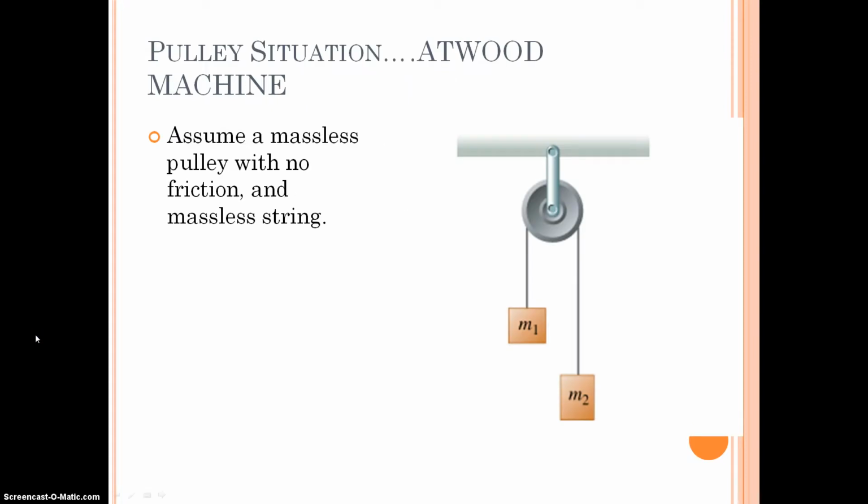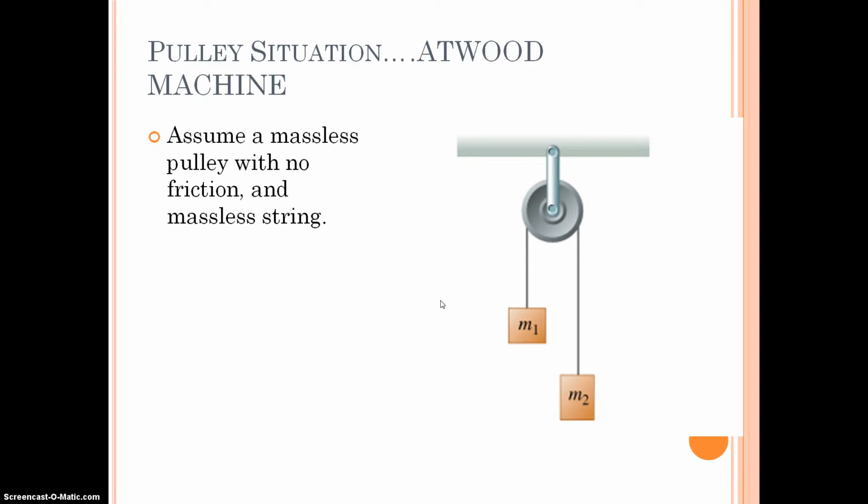This is one of our two situations we're going to be dealing with. A pulley that's completely vertical. It's called an Atwood machine. Please copy this picture down as best you can. Label masses M1 and M2. I'll wait.